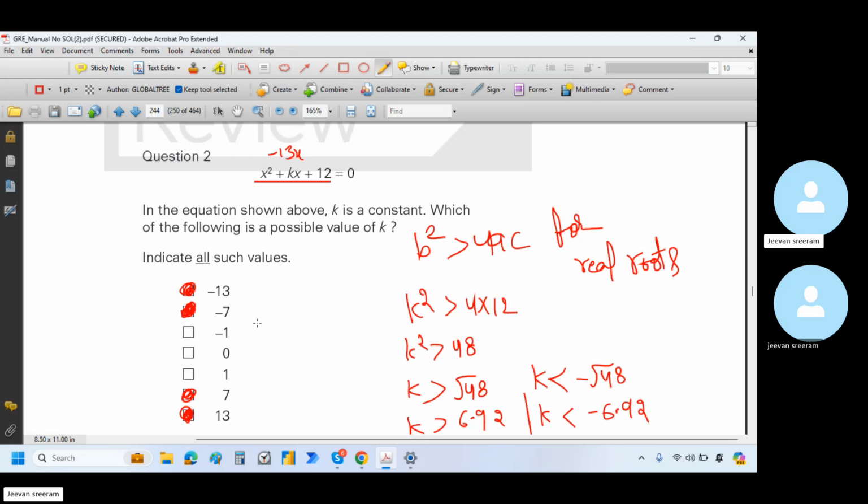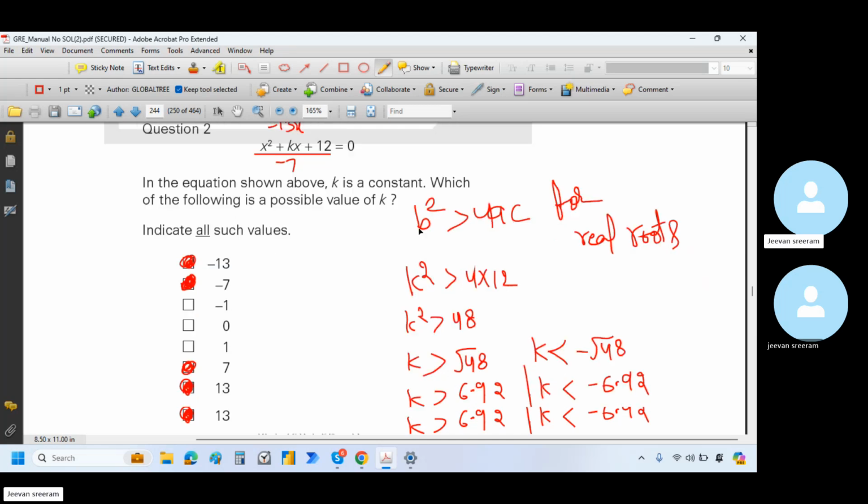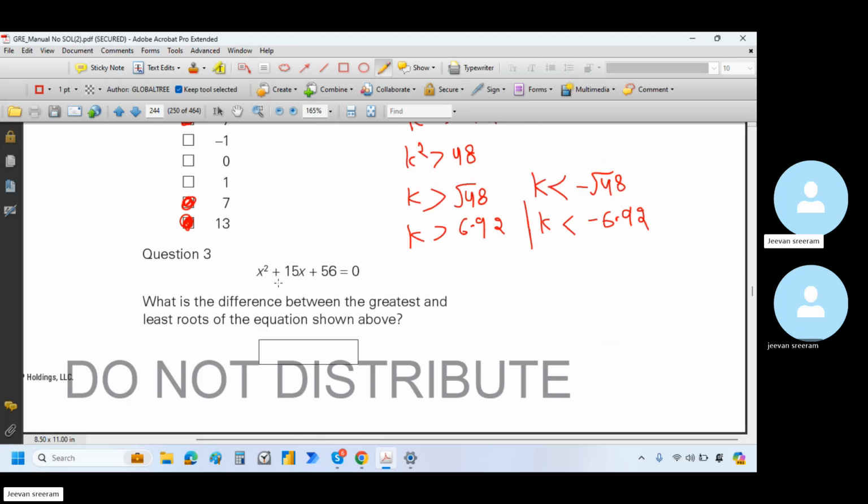Minus 12x minus x. Right? If it is minus 7, minus 4x minus 3x. So, sum of the roots. Okay. And 7, 13 can also give the same. If it is 13, 12x plus x. If it is 7, 4x plus 3x. Cool. We got 4 values correct.